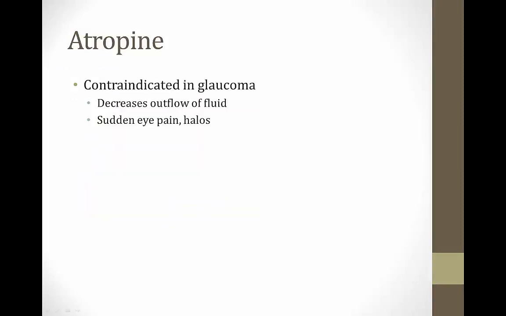It's high yield to remember that atropine is contraindicated in glaucoma. It decreases the outflow of fluid in the eye chambers, and this can lead to sudden eye pain and halos. So if you're ever told that that happens to someone after atropine administration, this is why.